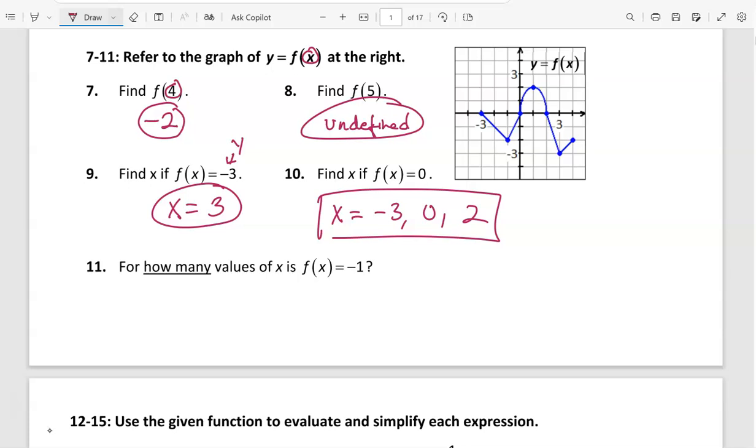Number 11 asks us not for the specific values, but for how many values of x is f of x equal to negative 1. So I'm going to draw a horizontal line at y equals negative 1 and look at the number of intersections there, and there are 3 values there. We don't care what the values are.